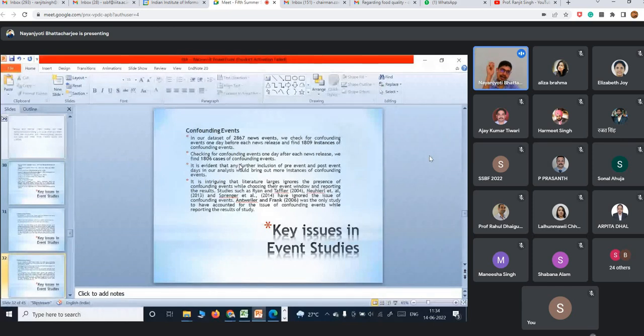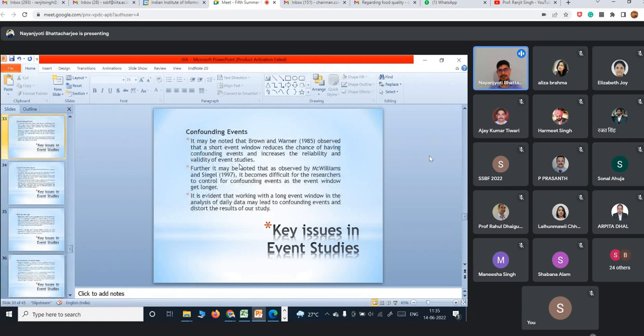So the key point to be noted here is that when you choose the event window for your study, keep in mind confounding events can make your results biased. If you do not account for them, your results will potentially be biased. Increasing the number of days in the event window has the cost of confounding events in event studies. So the shorter the event window, the more reliable your results will be. That is the key takeaway. This has been emphasized by the work of Brown and Warner, who specifically recommended that short event windows reduce the chance of confounding events and increase the reliability and validity of event studies.